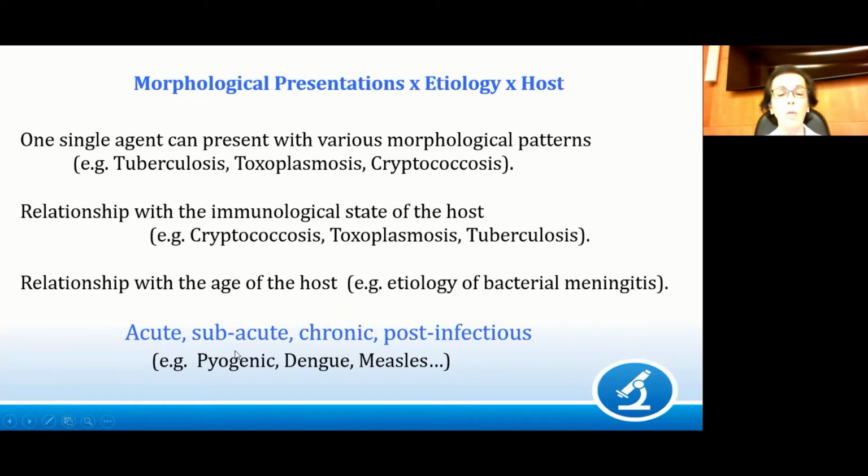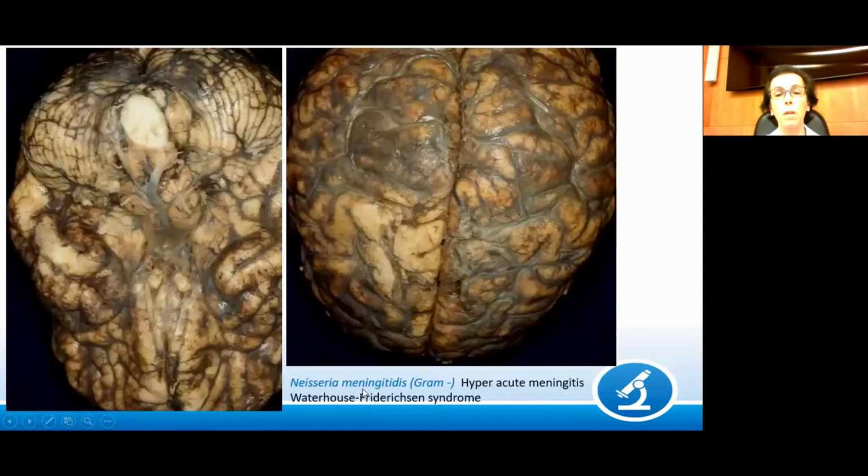And they all can be acute, subacute, chronic, or post-infectious. We can see sometimes the pyogenic, for instance, in the acute form, subacute, and chronic infection. The others I'm going to show you during the presentation. So these are meningitis. These are very hyperacute meningitis caused by Neisseria meningitidis. This is a gram-negative agent, and it is usually fatal. It is the Waterhouse-Friderichsen syndrome, and there isn't even time to cause the purulent exudates.